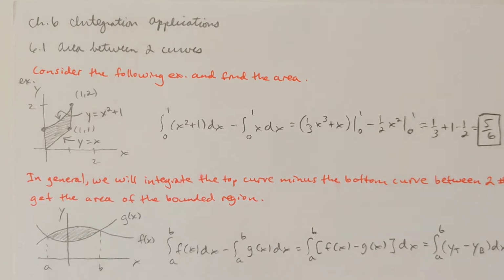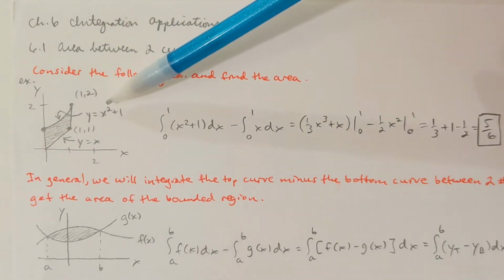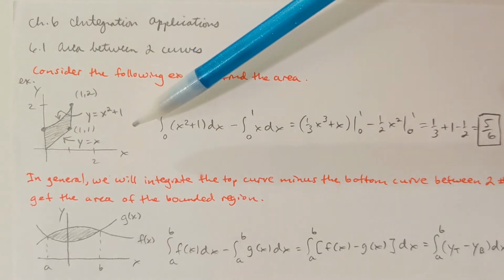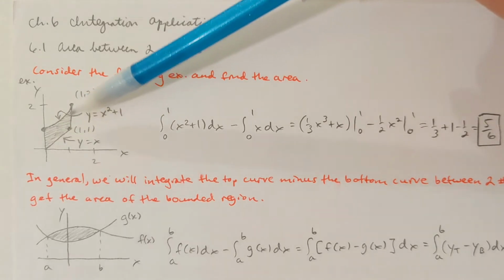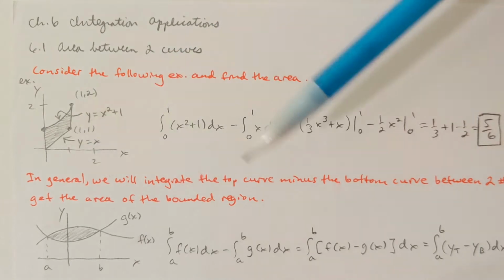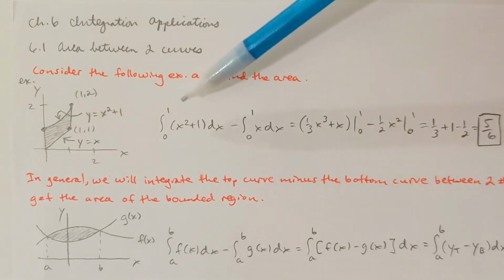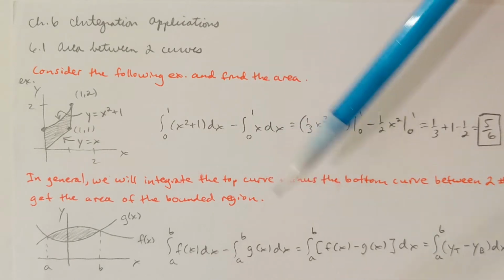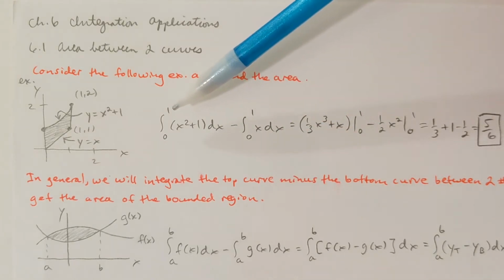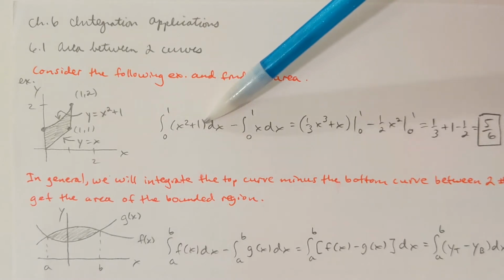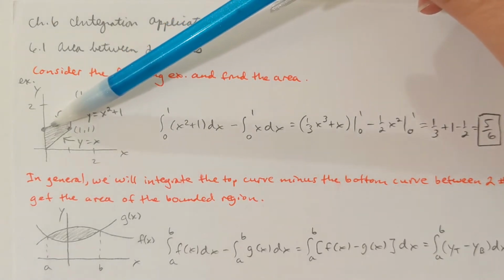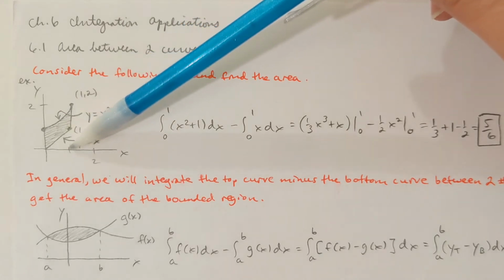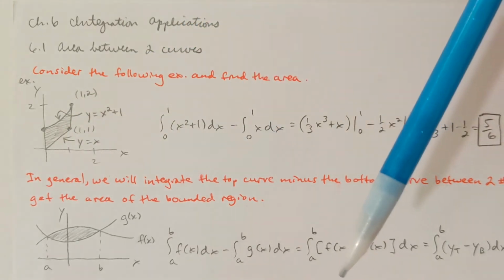6.1 is all about area between two curves. Consider this example here. Suppose that we have the curves y equals x squared plus 1 and y equals x, and I want to find the area between these two curves between 0 and 1. Of course, integral notation is notation that we can use to represent area. So if I calculate the integral from 0 to 1 of x squared plus 1, I'll be finding the area below this parabola, above the x-axis, and between 0 and 1.